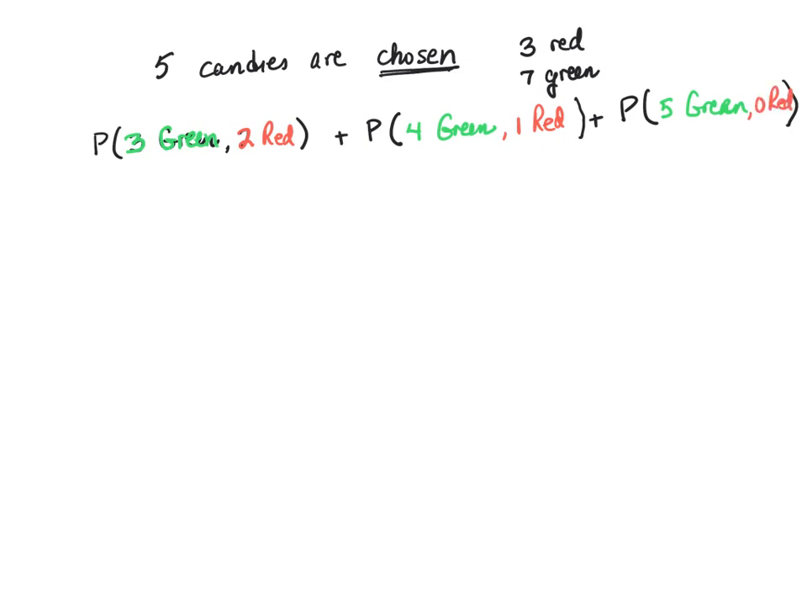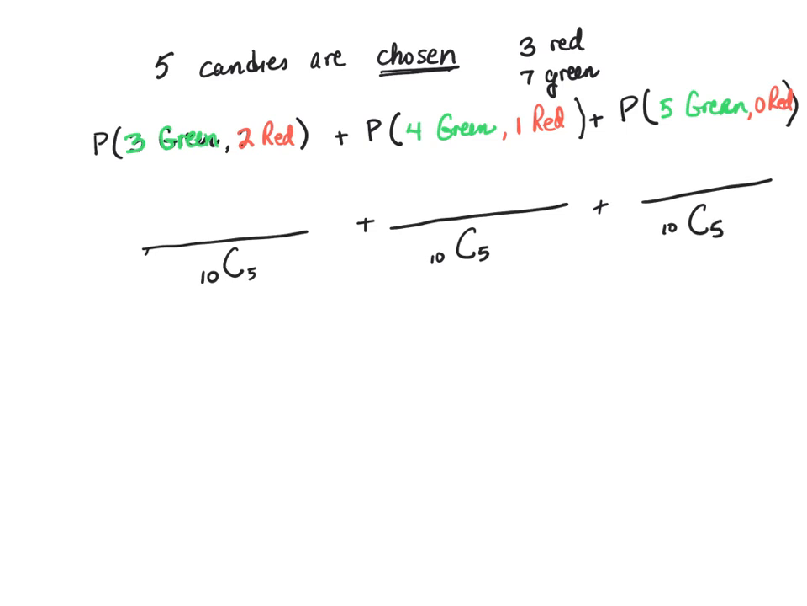Okay, so let's look at the numerators. Well, the denominator of the probability is easy, because we're picking 5 candies from a total of 10. Okay, now let's look at these. So to pick 3 green from the 7, we have 7C3. To pick 4 green, that would be 7C4. And to pick 5 green, that would be 7C5.